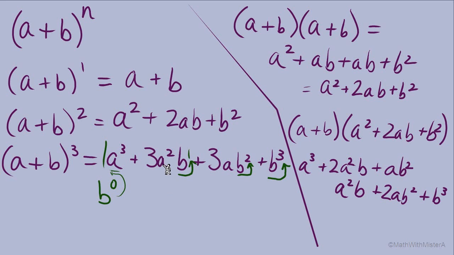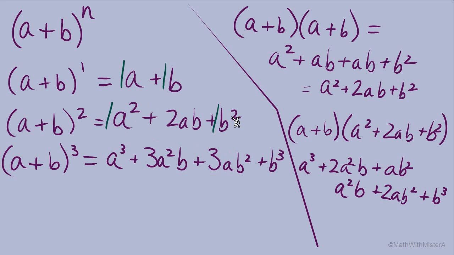Now, if you're starting to look at the coefficients and saying, do we have a pattern here with our coefficients, where a plus b to the first gives us 1a plus 1b. A plus b squared, we know it starts with a squared, ends with b squared, and our coefficient in the middle is now a 2.